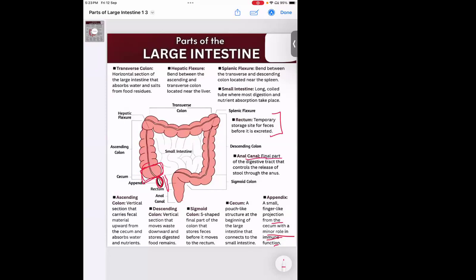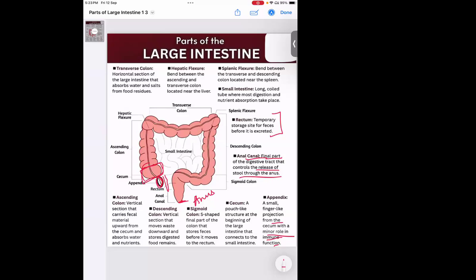And the anal canal is the final part, where, when we are not able to control it, we release the stool through the anus. So at the end the anus will be there after this part. So that is how the complete large intestine, its parts and structure, is laid out.